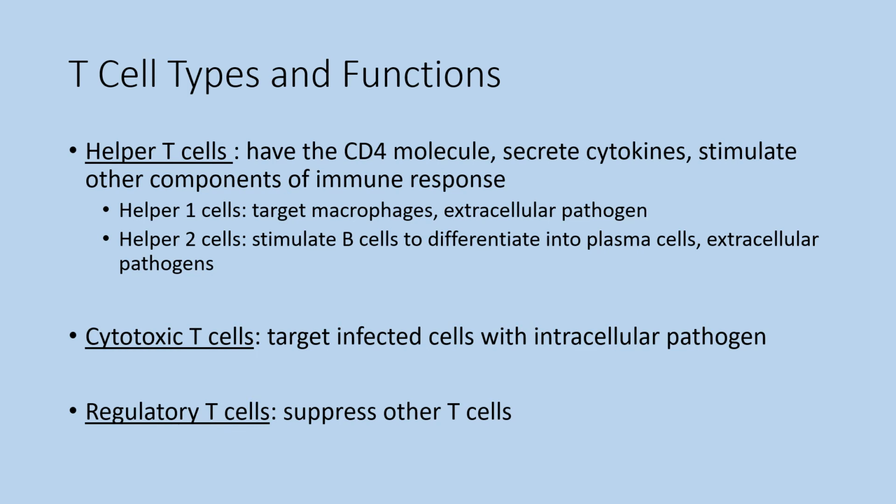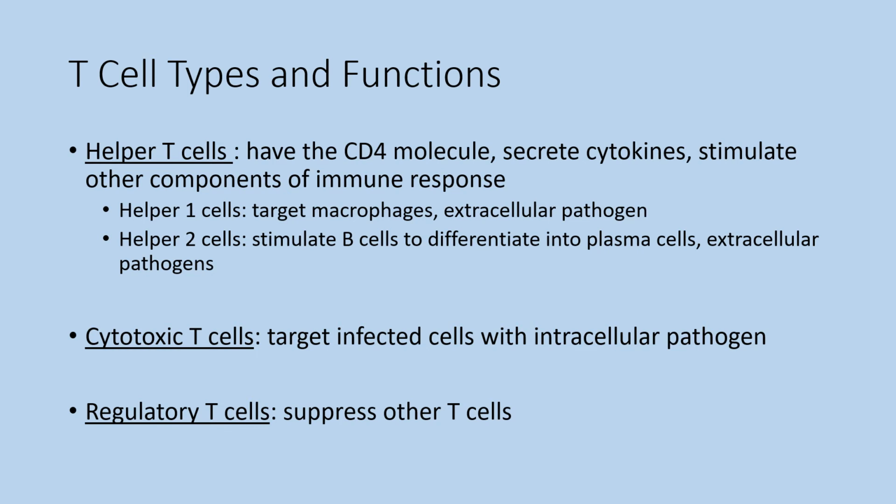The T cells, the different types of them. You have helper T cells. As I said earlier, those have a CD4 molecule. They do secrete cytokines. They help to stimulate other components of the immune system. There's actually two types of helper cells. There's helper 1 and helper 2.